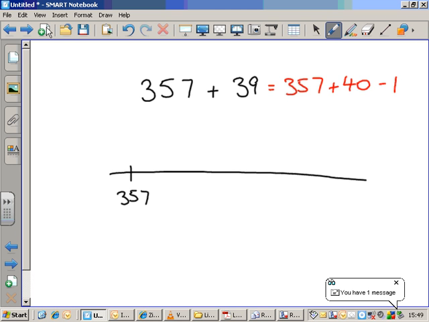If you don't mind me doing this, I'm going to be brave this time. I'm going to go up 40 in one jump. If you want to count up in tens, that's fine, you can. You can go add 10, add 20, add 30, add 40. But I'm going to be brave and go up 40 in one jump, because I can do 357 plus 40, because I know that the 5 is my tens, and I can do 5 tens add 4 tens to make 9 tens.